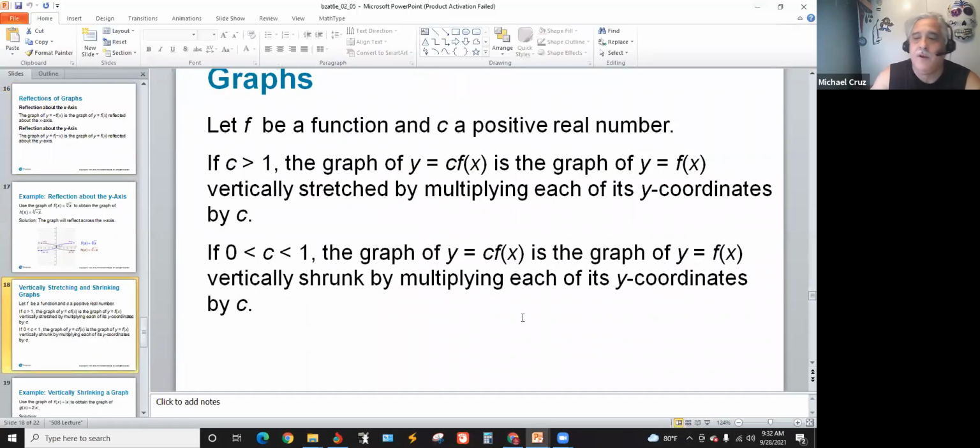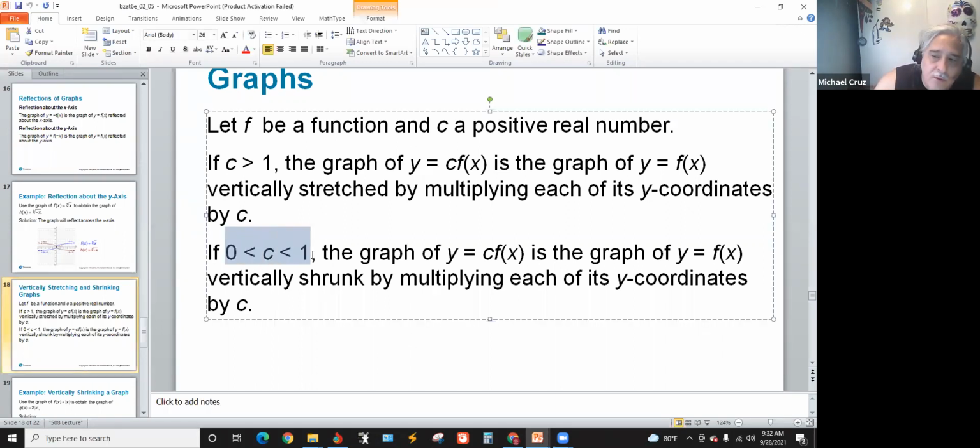Then the other thing we can do is we can stretch this thing. There's two different stretching or compressing, we would call it. If the value, and they call it C, and that just means the value in front of the function. In other words, if you got 3x cubed, then what that does is it stretches it out. And then if we want to shrink it, then we use a value that's a fraction, essentially anywhere between 0 and 1. Notice that it doesn't include 0 and 1.